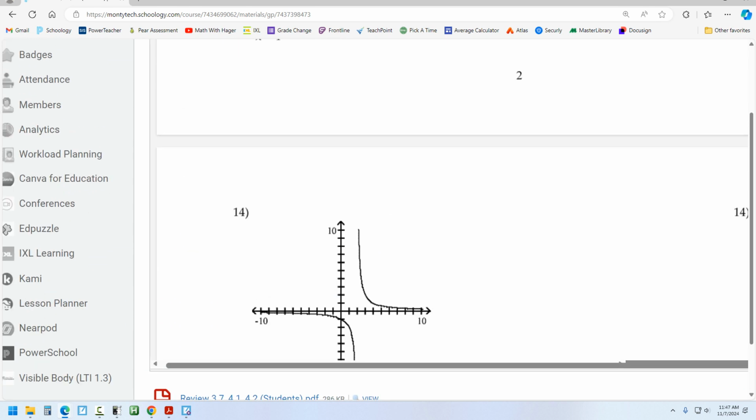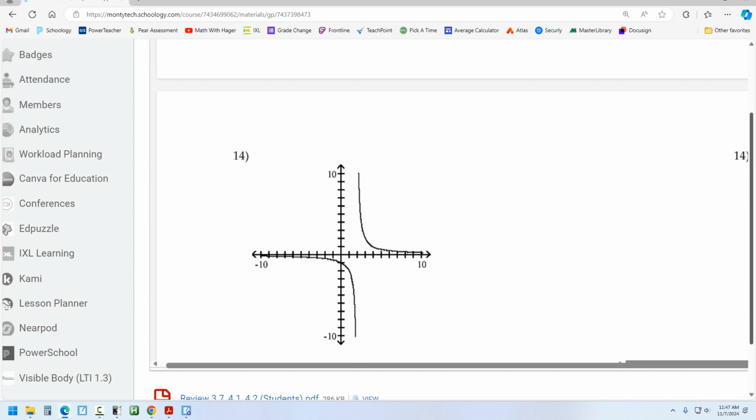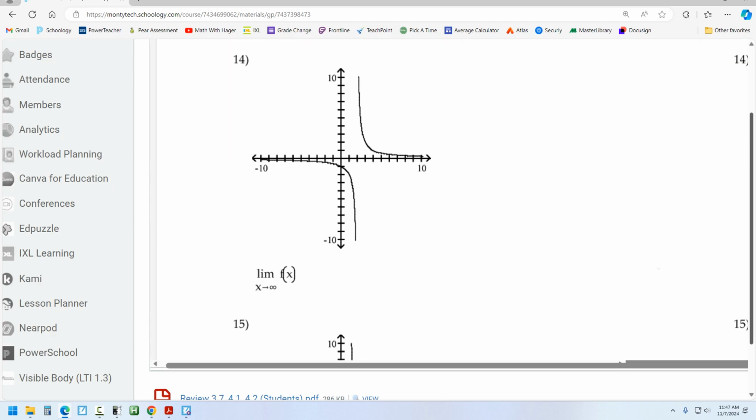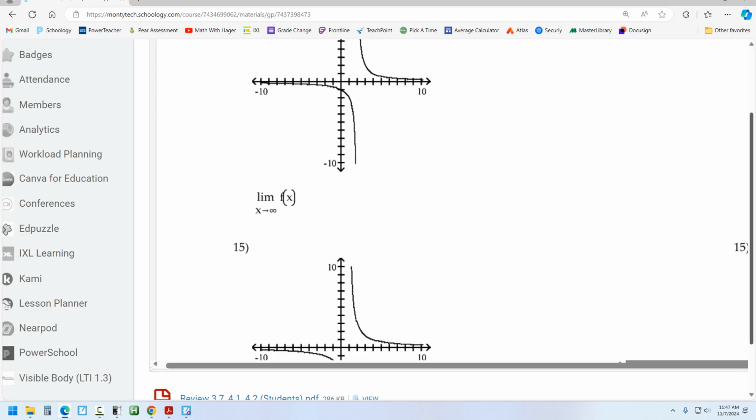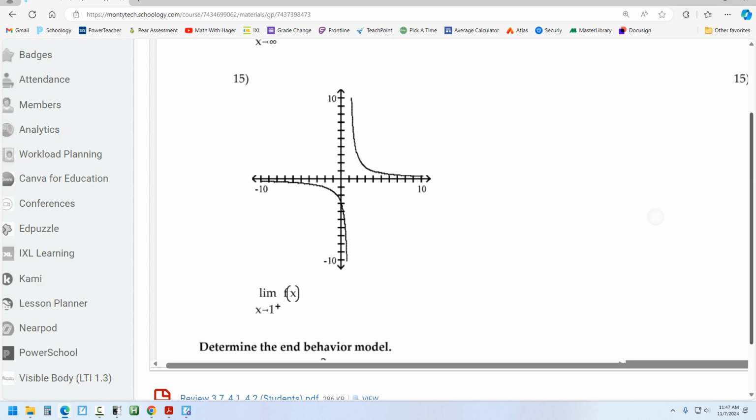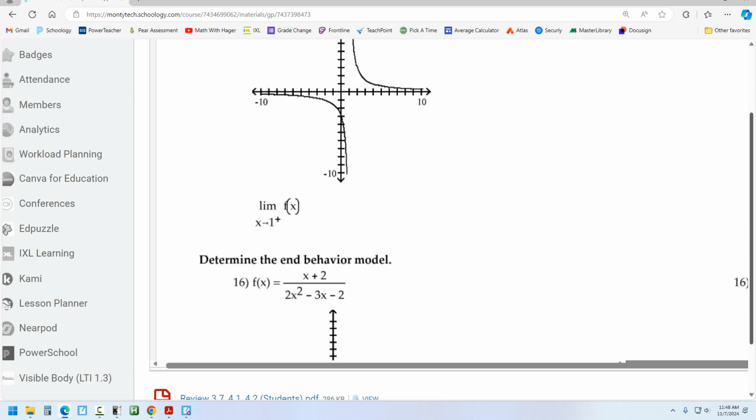Here's another one. Same idea here, except I'm not asking you what happens as you approach a number. I'm asking you what happens as you head to the right forever. What's happening to your graph? It's getting closer to something. This is another one. I'm asking you what happens as you approach the number 1 from the right side.